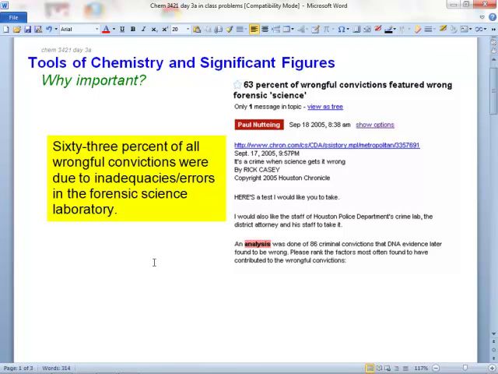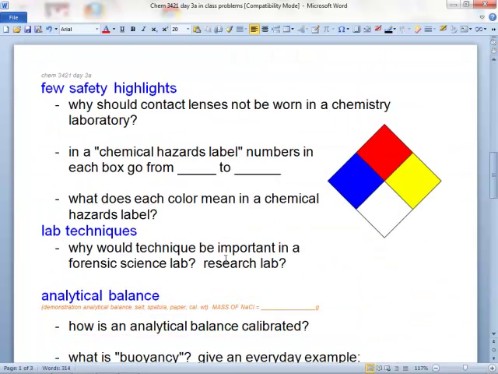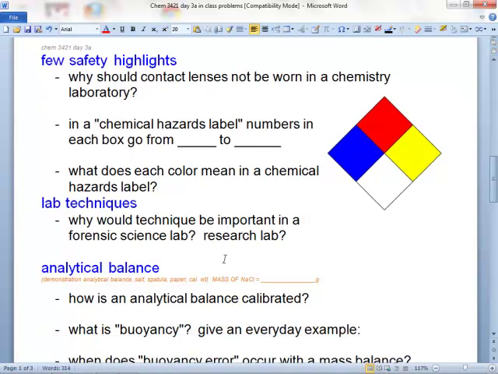And where are we now? We're talking about tools of chemistry and sig figs. And 63% of all wrongful convictions are due to screw-ups. All right, and I'm sure we're going to be talking about some of them, especially with the pipetting and things. At least that's what they say. I don't know. Okay. Some safety highlights.